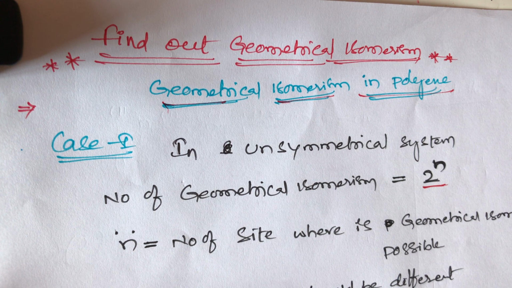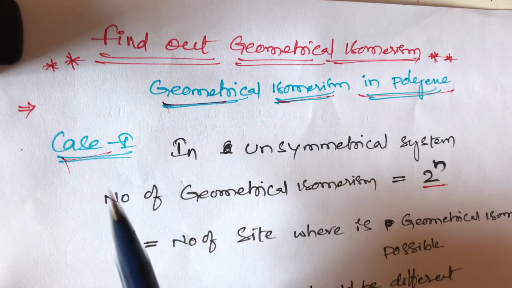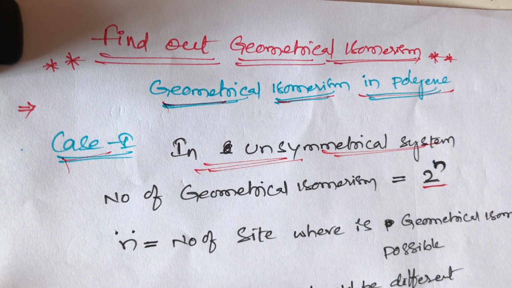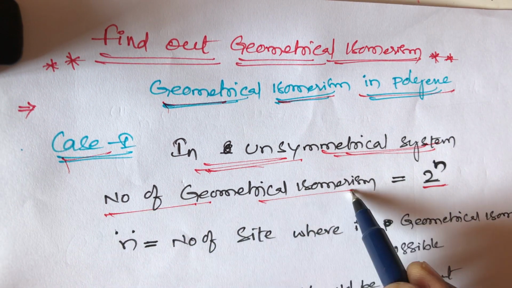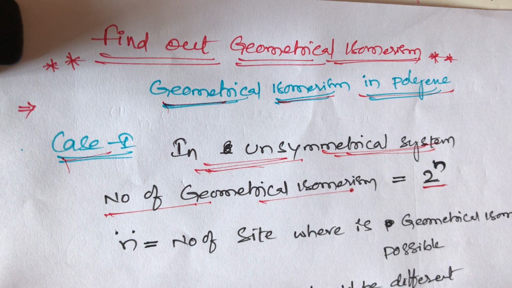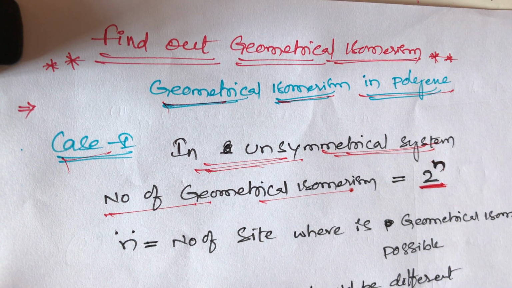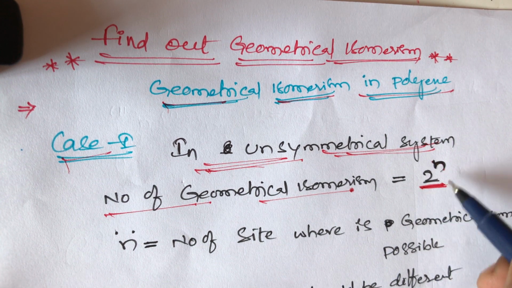So now, in the first case, the unsymmetrical system. How do we find geometrical isomerism in an unsymmetrical system or unsymmetrical compounds? What is the simple formula? The simple formula for the number of geometrical isomers in an unsymmetrical system is 2 to the power n. This is a simple trick.